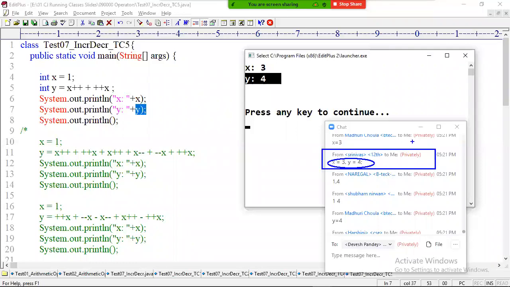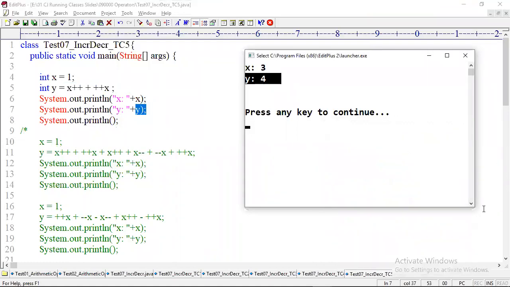Okay, how did he get 1? X value, how can he get 1, Baba? Is there any decrement here? Subham Nirvan, tell me, is there any decrement here? Increment only, na? One time, two times incremented. So you will compulsorily get a different value. How did he get 1?